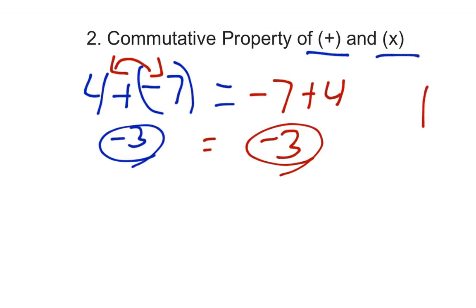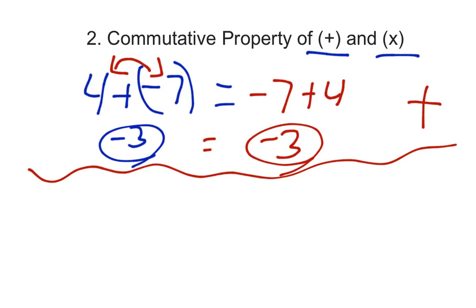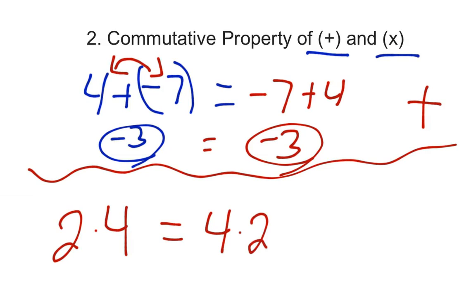This one is the commutative property of addition, of course, because there is addition in the problem. It's the exact same thing if we do the commutative property of multiplication, which says if I do 2 times 4, which we all know is 8, that's going to be the exact same thing as if you physically switched these around and did 4 times 2, which is also 8.